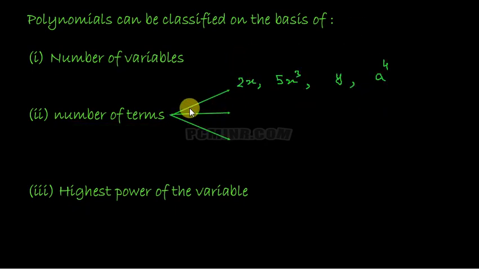So when we look at this second classification, which is based on the number of terms, how many terms are there in a polynomial? Based on that, we can give different names. Like you have 2x, it's just one term, 5x square, it's just one term, y alone, 4 alone. So such polynomials are known as monomials, right? So this is a polynomial with a single term, so we call it a monomial. As you know, mono is the word related to one, right?